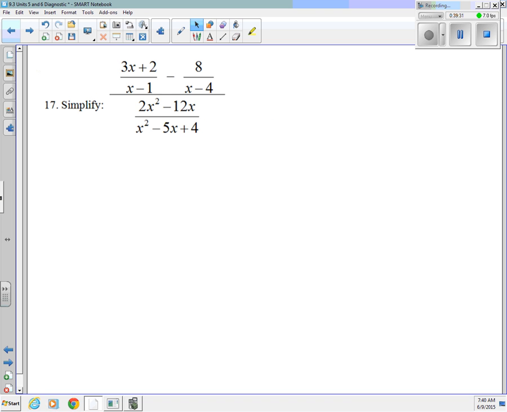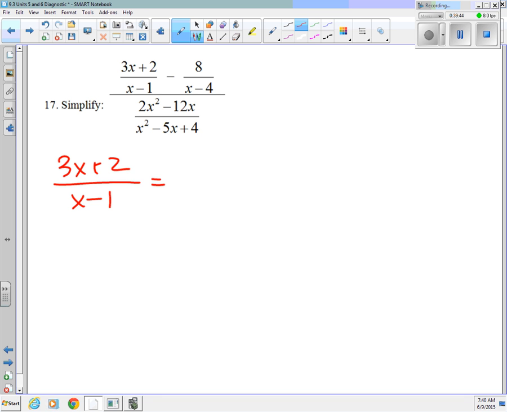All right, so I'm going to simplify this complex fraction. We have (3x plus 2) over (x minus 1) minus 8 over (x minus 4) equals, over this whole thing. So again, I want to simplify. I want to potentially keep denominators, but I don't want to keep denominators in each of the numerator and denominator of the big fraction.